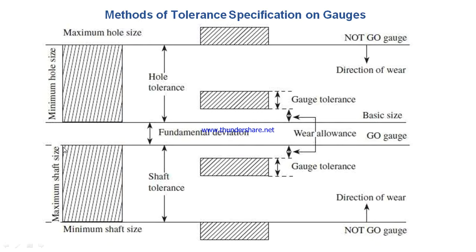So whenever we calculate the higher limit of the shaft, if we know the lower limit of the shaft and the fundamental deviation, then the lower limit of the shaft minus the fundamental deviation is equal to the higher limit of the shaft.